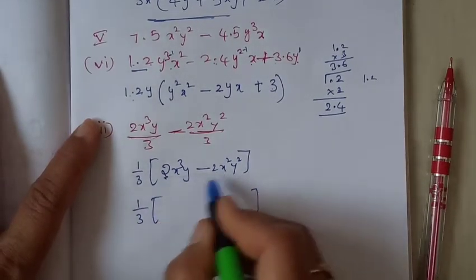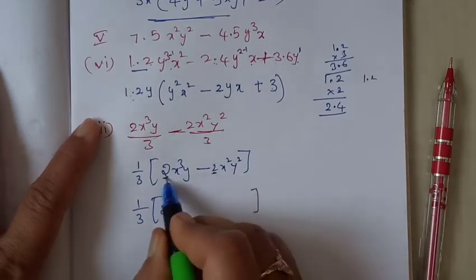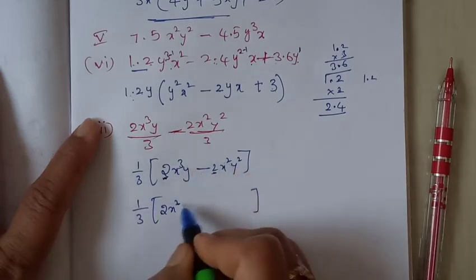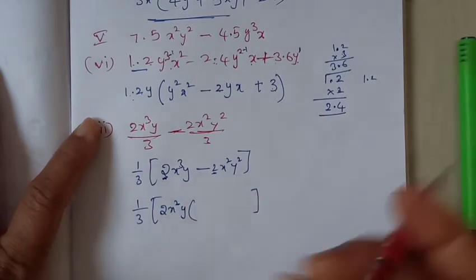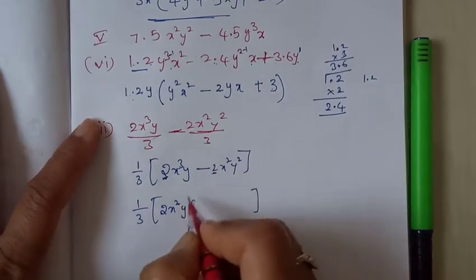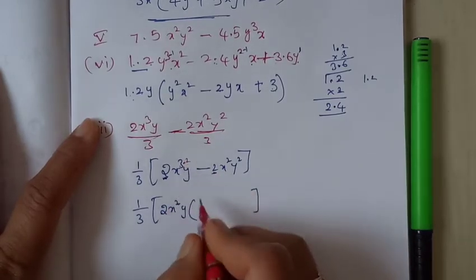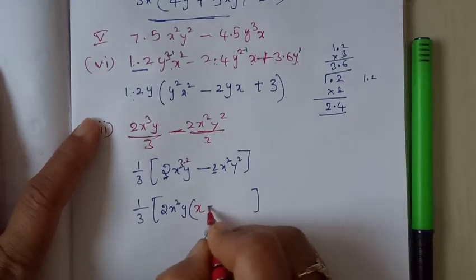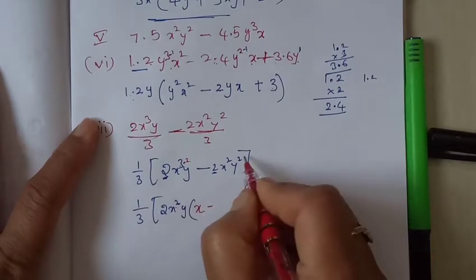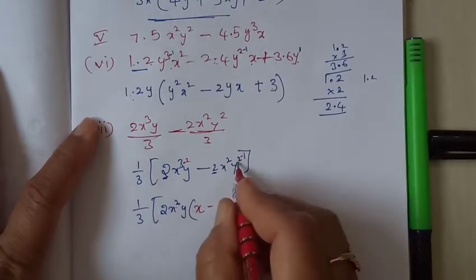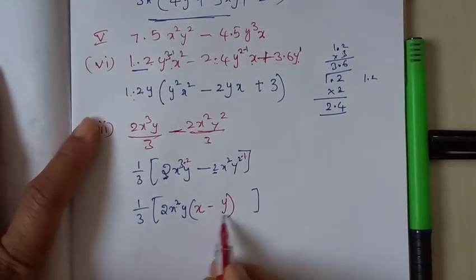2x square will be common. Okay, 2x square is common, and 1 y will be common. So what is left here? We have taken 2x square, so inside what term will be left? Only x will be left. Minus, 2x square I have taken common, 1 y I have taken common. So 2 minus 1 means only y will be left. Okay, this is the required answer.